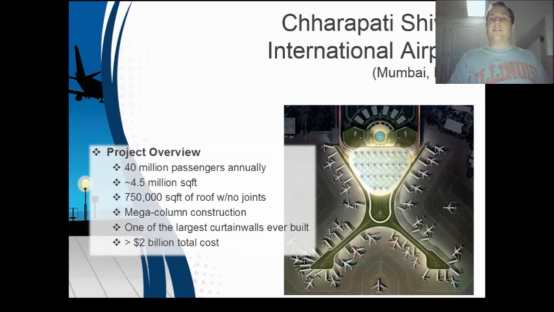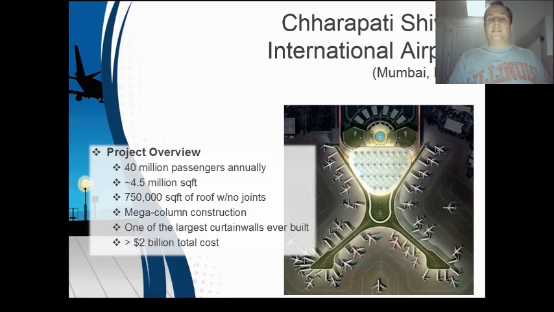So our team chose 3 airports to look at as case studies, but I'm here today to talk to you just about one of them. This airport is the Chhatrapati Shivaji International Airport in Mumbai, India. Now that's not the easiest thing to say, so going forward I'll call it the Mumbai Airport. But a brief overview, this is a picture of it in the bottom right here.